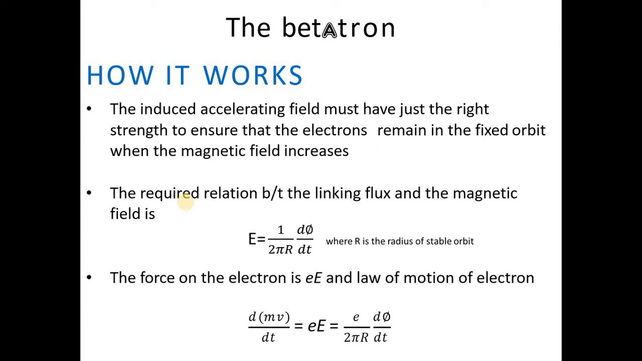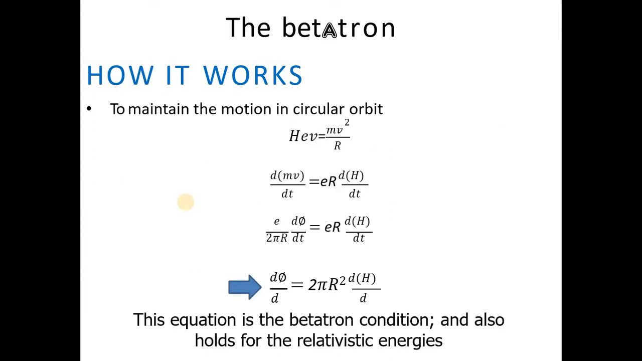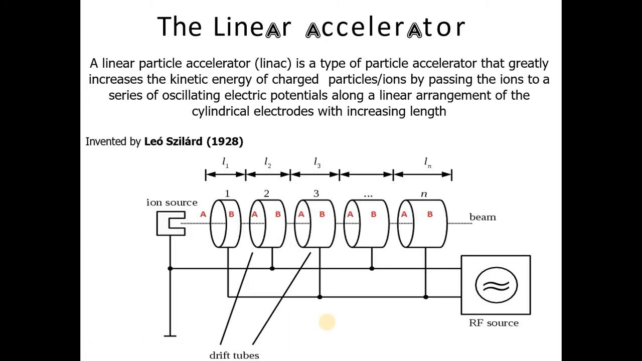capital E, and the law of motion of electron. To maintain the motion in a circular orbit, HeV equals mv square by r. This force equals centripetal force. Calculating the following relationship, this equation is the betatron condition and also holds for relativistic energies.